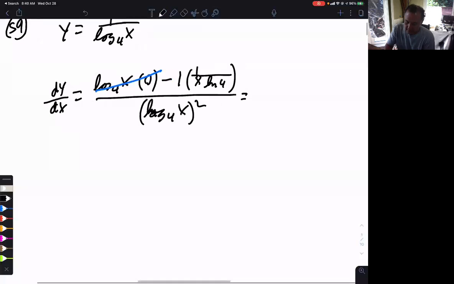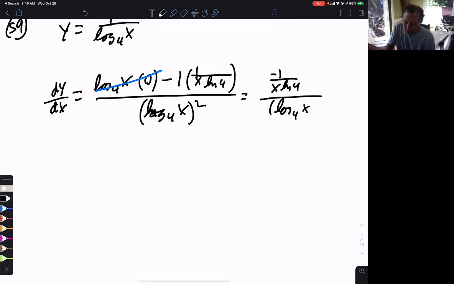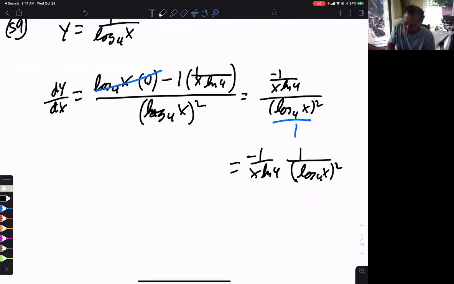So let me rewrite this. Now, some of you need to get practice in working with fractions. So one way to do this is to view this as a fraction divided by a fraction, and you multiply by the reciprocal. So you get negative 1 over x ln 4. And if you flip this, you would get 1 over log base 4 x squared. So it's negative 1 over all that.